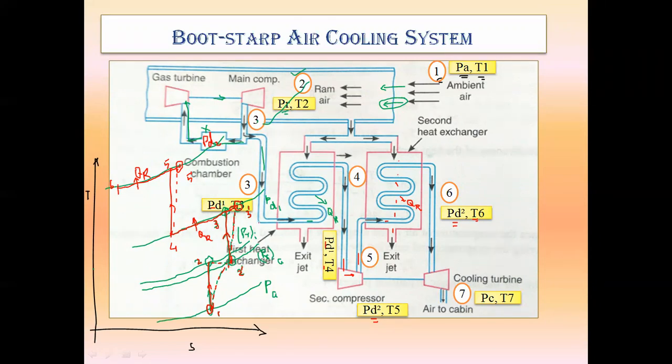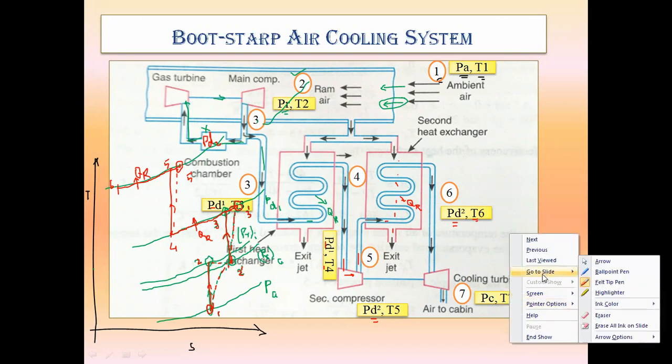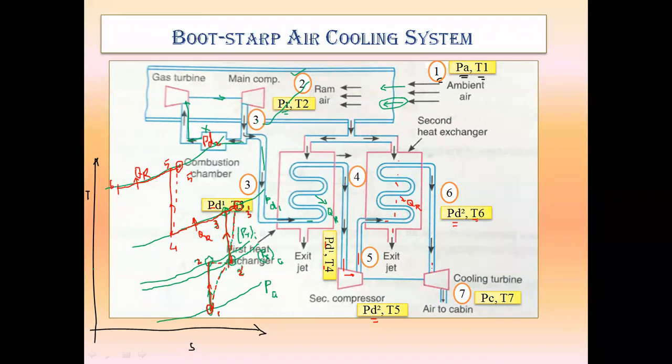Now point number 6, the outlet of second heat exchanger, will be supplied to the cooling turbine. So point number 6 will be the entry point to the cooling turbine, and inside the cooling turbine, what will happen? Expansion of air will take place, and here air will expand from PD2 pressure up to the cabin pressure. So the next pressure line is nothing but the cabin pressure line.